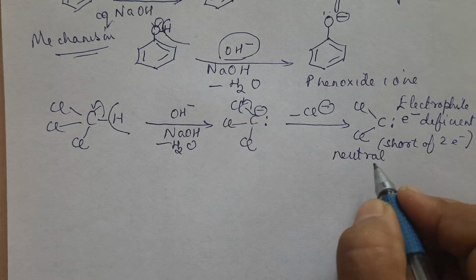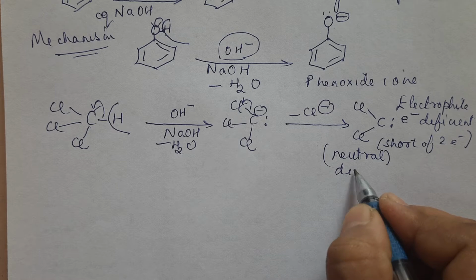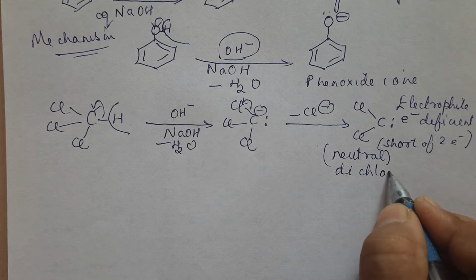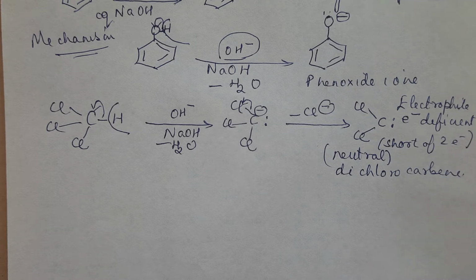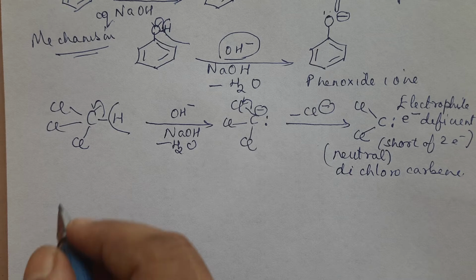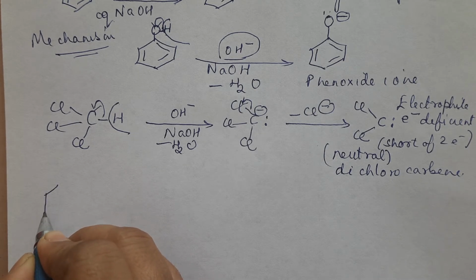This is important, children. Sometimes it asks what is the intermediate formed in it. This is dichlorocarbene. Dichlorocarbene. This is the reaction intermediate which is formed in Reimer-Tiemann reaction. Okay. Now, what was formed in the previous step? We will see this.